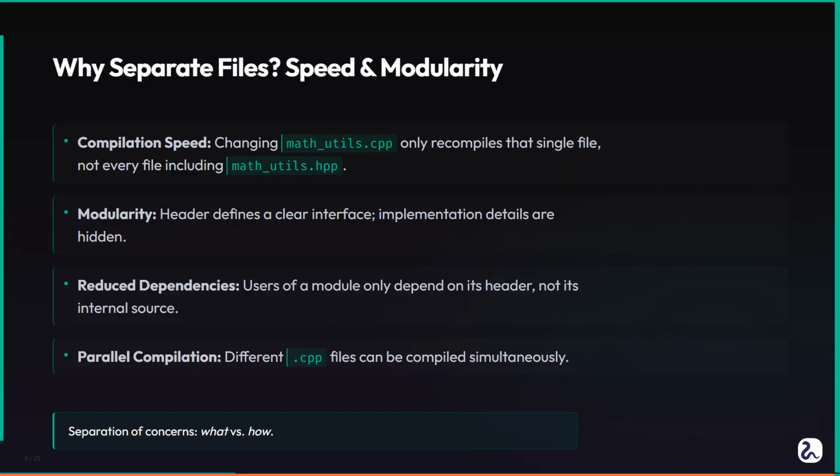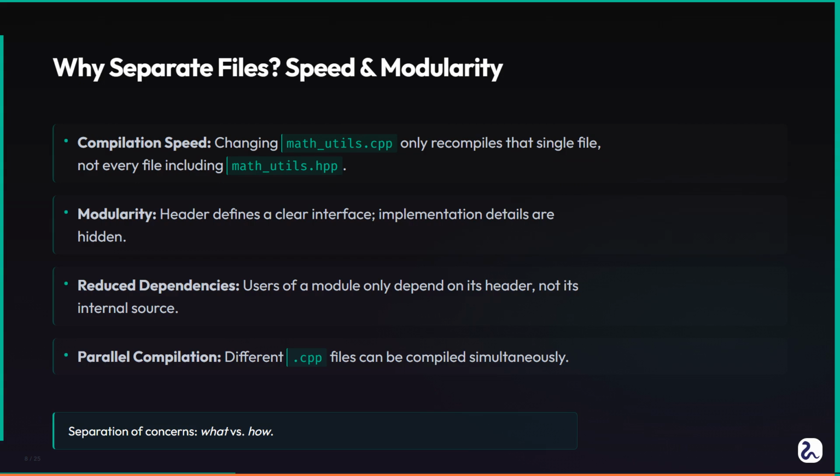This leads us to the first major reason for this separation, compilation speed. When you change a single line in a source file, only that specific source file needs to be recompiled. Headers, however, are often included by many source files. Keeping headers minimal and stable means fewer files need to be recompiled across your entire project, drastically reducing build times for large code bases.